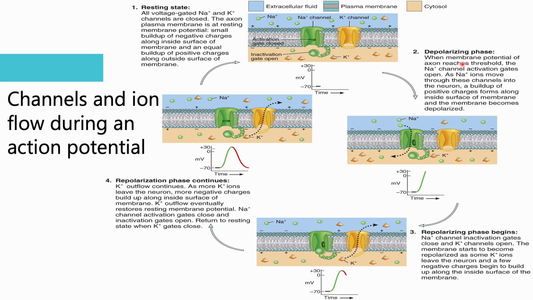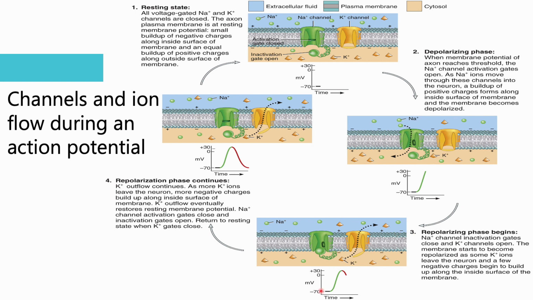Now in number 2, in the depolarizing phase, the sodium channels open up. So now we have the activation of the sodium channels, and when they open up, sodium moves in. As the sodium moves in through these channels into the neuron, we end up having a buildup of positive ions. This is going to continue to build up across the inside of the membrane, and the membrane is going to end up depolarizing.